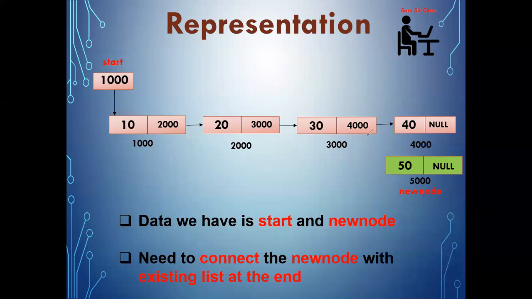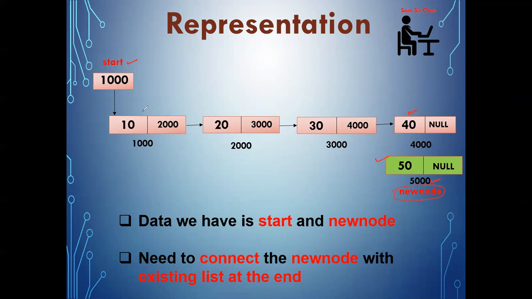So from the diagram itself, you are clear that this is how the linked list will be represented. Okay. So I need to insert a new node, which is newly created. Memory 5000 will be given, and this particular node I need to insert at the end, means after 4000. Okay, but what is the problem here? We are having the data of start only, which is keeping the address of the first node, and the new node what I need to insert.